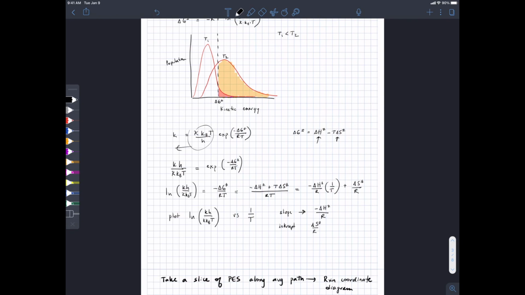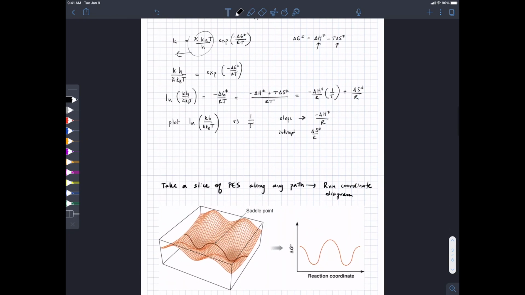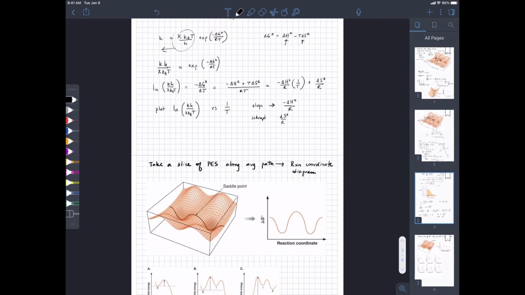We can also do this with relative rates of a reaction. But I don't want to do that because we only have a minute left. So I think we'll stop it there. I'll show you next time how you can use measuring the rates of two related reactions to get information about how the change you made to a molecule changes the activation energy. Whew.